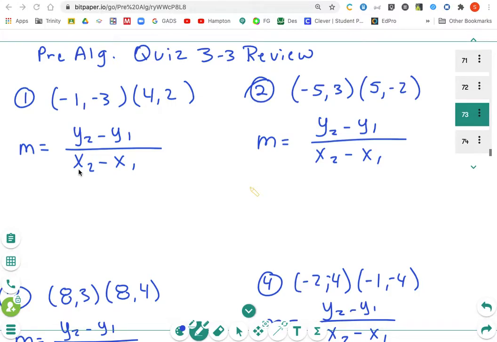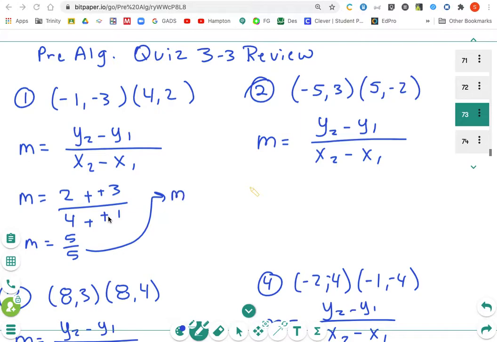Now we're going to do our substitution step. So m is equal to 2 minus -3 over 4 minus -1. We're going to do keep, change, change, keep, change, change. So we kept the 2, kept the 4, changed, changed. And then we have m is equal to 5 over 5. M is equal to 1 over 1, and that is a positive slope.